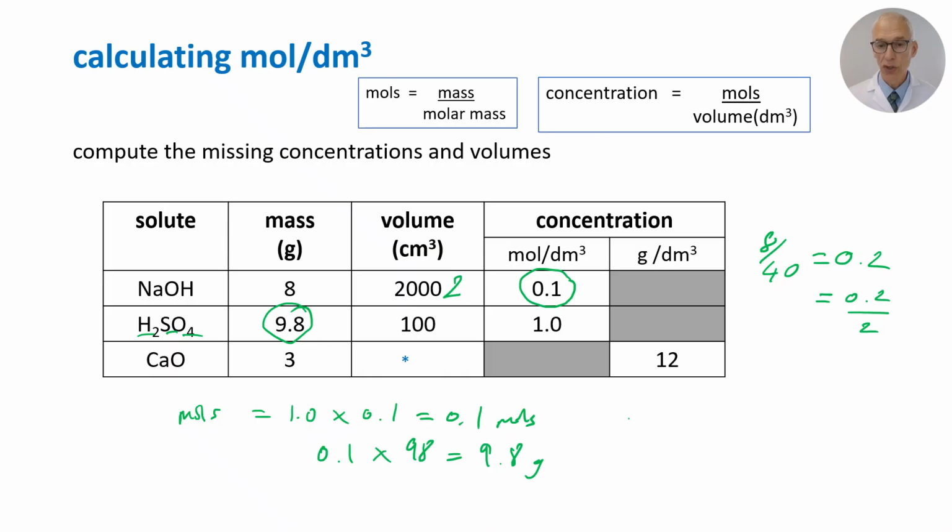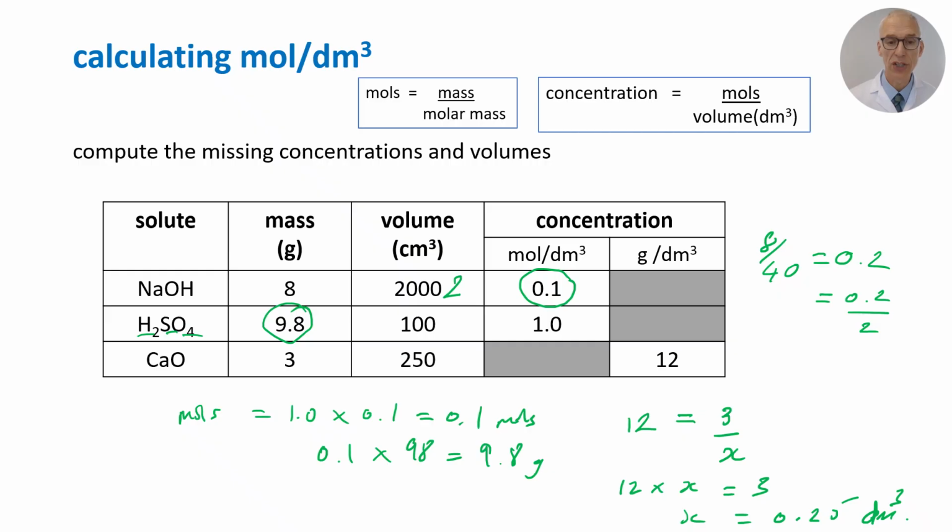Here we're going to do concentration is 12 grams per decimeter cubed, so that's 3 divided by an unknown volume x. So 12 times x equals 3. X must equal 0.25, but that will be in decimeters cubed, trick question. So that's 250 centimeters cubed.